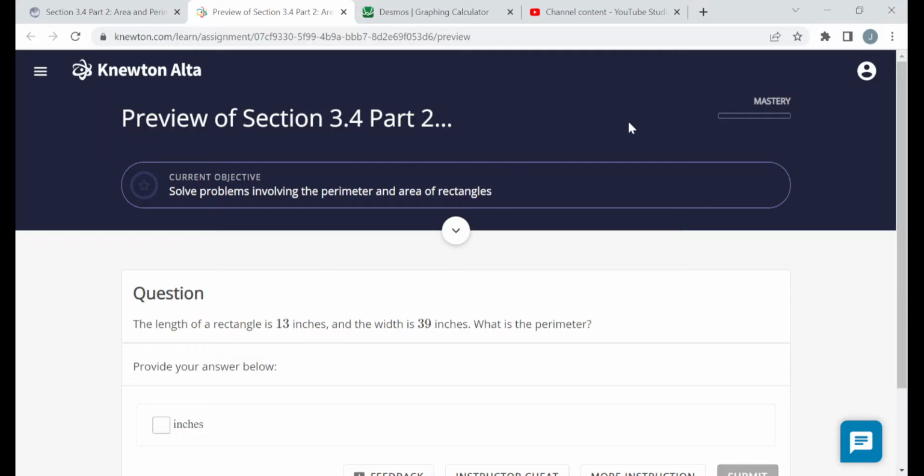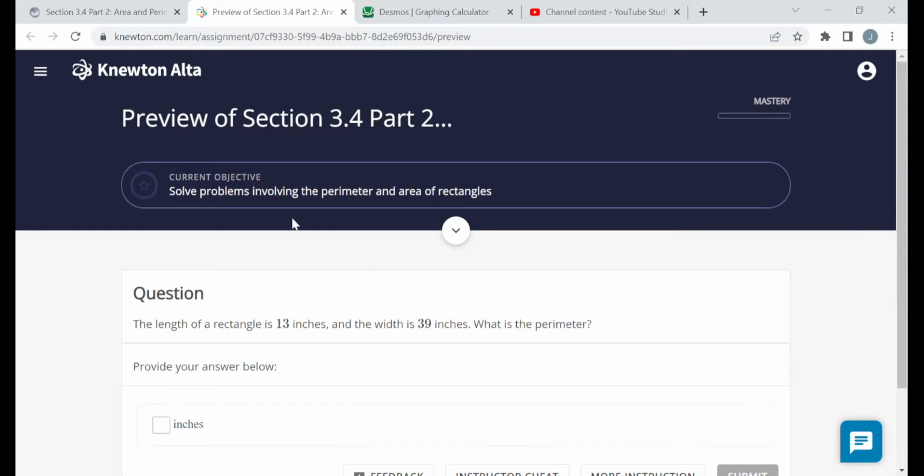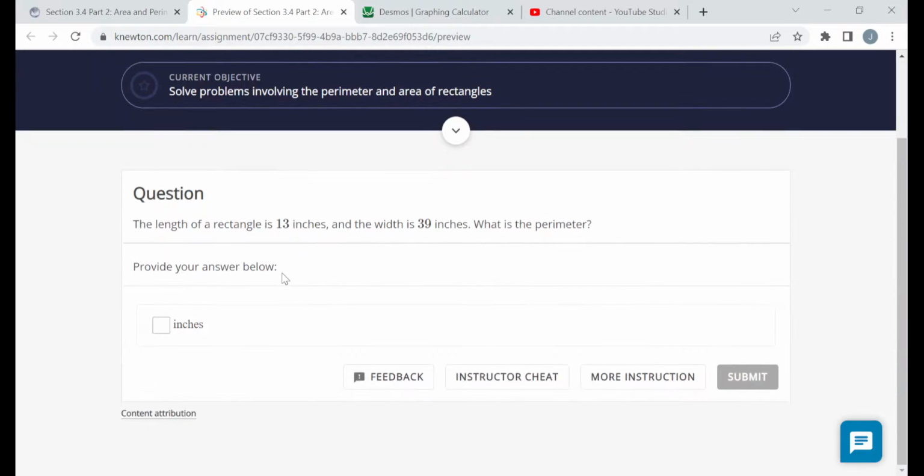Alright, so on your assignment page you should be seeing the title, the mastery bar telling you how far along you've gotten, your objectives. It looks like there are 2 objectives for this assignment. And then under the current objective there's a question related to that objective. And at the bottom of every question you should be seeing a feedback button where you can send feedback to Knewton if you wish. You will not have this instructor cheat button. It's for instructors only. But you will have a more instruction button.